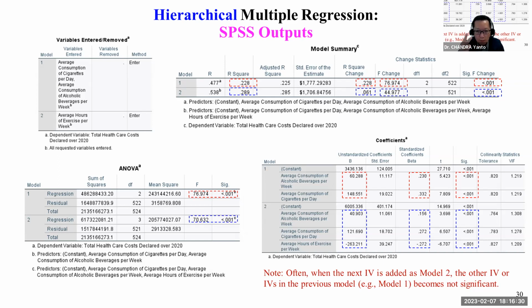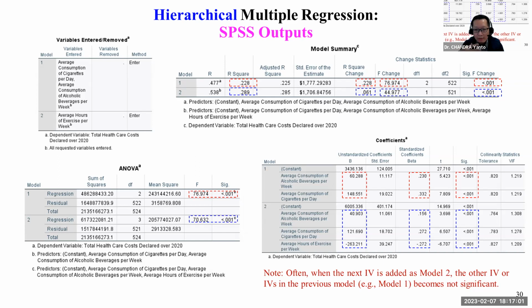When you have only 2 variables in model 1, the consumption of cigarettes is 148.55. Now, when you add exercise per week in model 2, that unstandardized B coefficient for consumption of cigarette drops from 148.451, it dropped to become 121.69. And the same for the standardized one, from 0.332, it dropped to 0.271, and also significant. And why is it dropping?